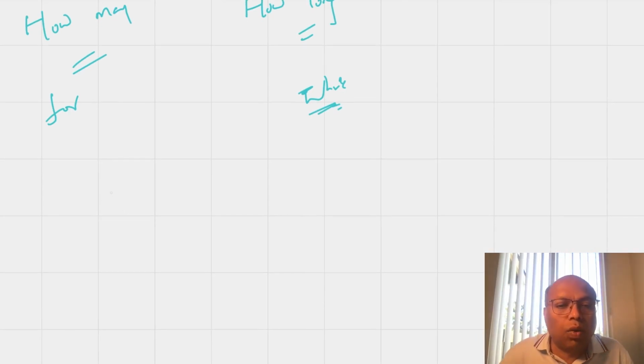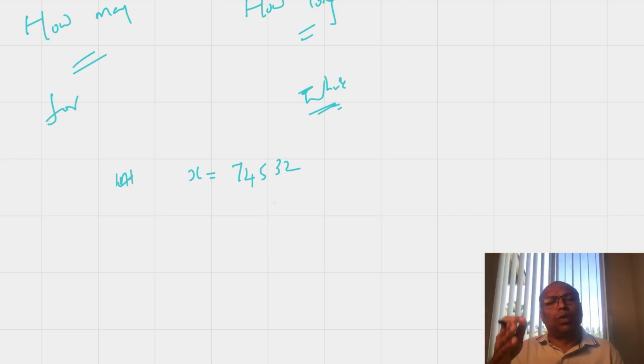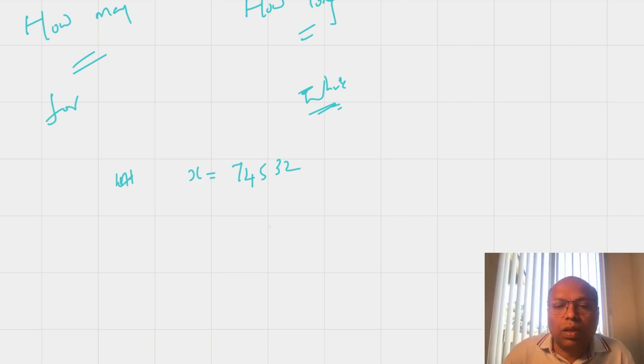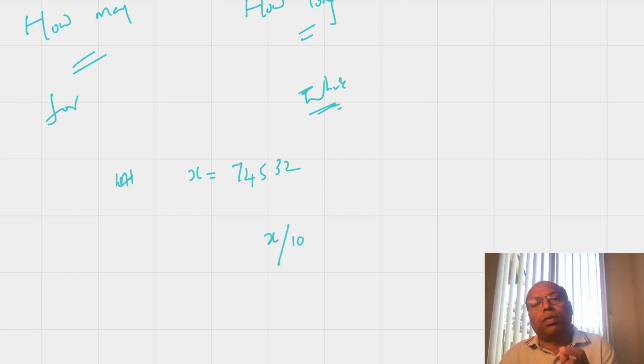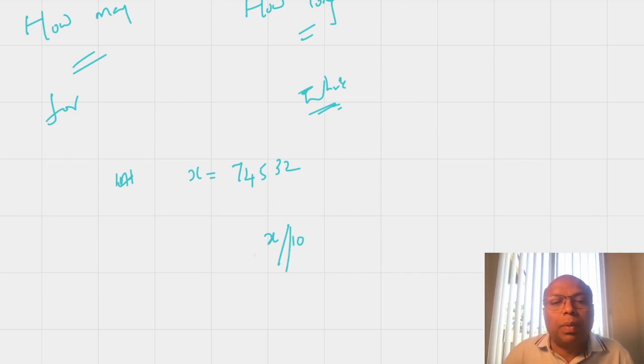I want to count the number of digits in a variable. Let's say my x is right now 74532. I want to count the number of digits. If you want to count the number of digits, what do you do? Cut one digit. How to cut a digit? If you want to remove the 2, divide by 10, right? But if you say x divided by 10, it won't cut the digit. It will become 7453.2. But divided by 10, how much did it become? 7453, which I'm going to store in x.